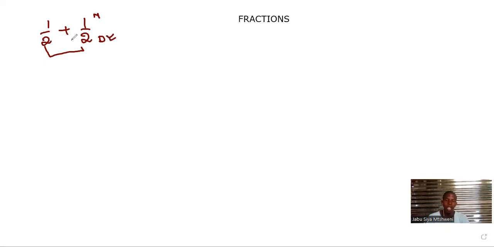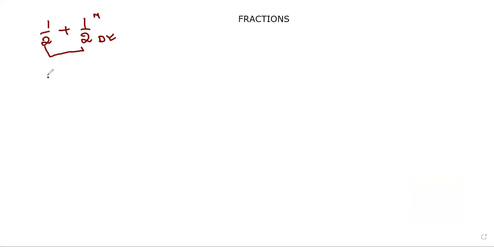So when you're dealing with fractions that have the same denominators, what you usually do is simply add the numerators directly. Which means, since you have the same denominator, you will simply take one denominator and add the numerators. 1 plus 1, you get a 2. What is 2 over 2? It is 1.